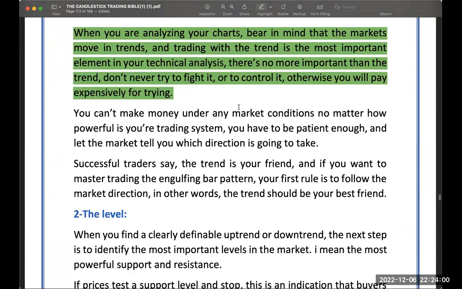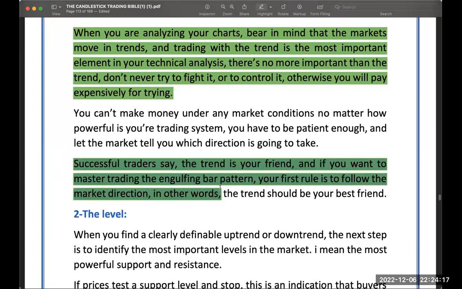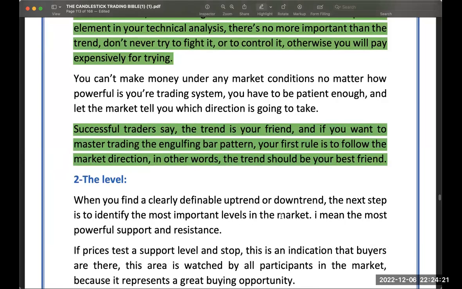You can't make money under any market conditions, no matter how powerful your trading system is. You have to be patient enough to let the market tell you which direction it's going to take. Successful traders say the trend is your friend, and if you want to master trading the engulfing bar pattern, your first rule is to follow the market direction. In other words, the trend should be your best friend.